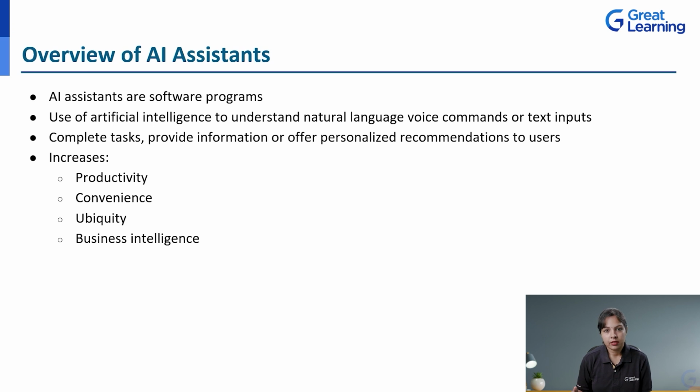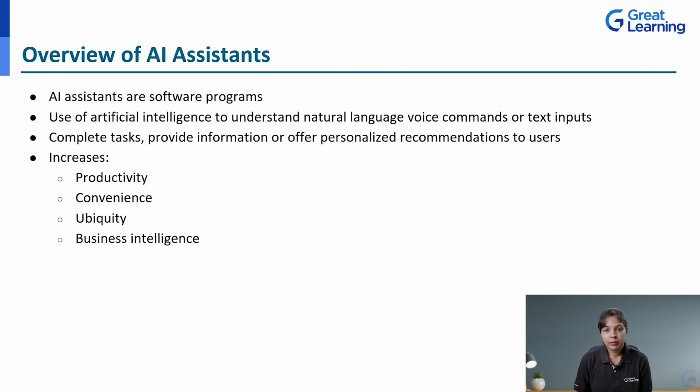Okay. Now, why are we using these? We are using this because it increases the productivity, the convenience, ubiquity, and business intelligence. Productivity, because, for example, earlier if a human takes 10 minutes or 5 minutes to write a simple email, the AI tool or AI assistant is going to do it for you in just a minute, right? So hence the productivity will increase. There are certain AI tools using which you can develop a complete software or a complete mobile app in just a few minutes, which a developer might take months or years to write. Okay, so that's how they increase the productivity.